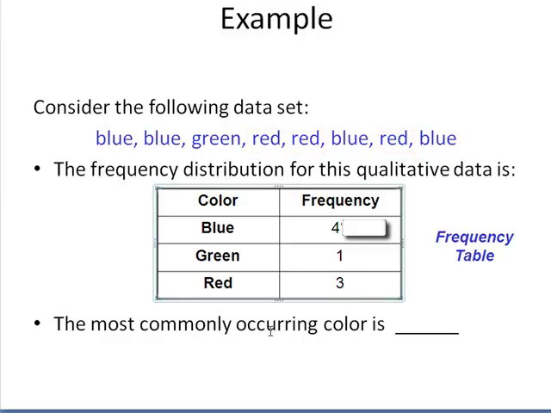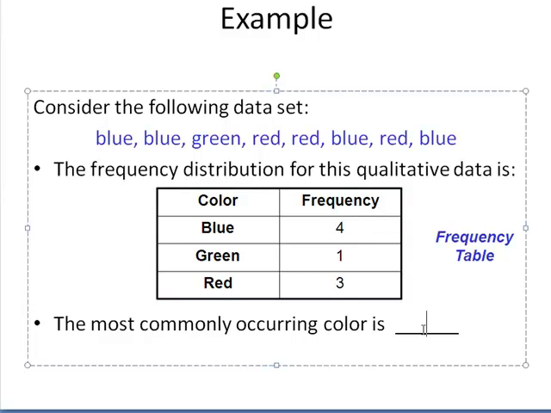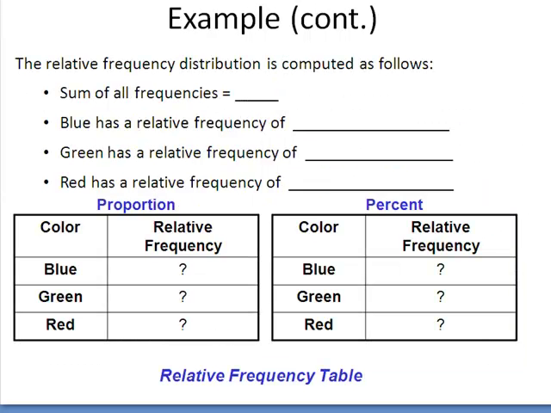Now, the most commonly occurring color is easy to see. It's 4. So it was very easy to see that. So the sum of all the frequencies, how many different people there were, is 8. Blue had a relative frequency. We saw 4 blue, we saw 1 green, and we saw 3 red. So we could actually write the proportion. That would be a fraction. So we had 4 out of the 8 were blue, 1 out of the 8 green, and 3 out of the 8 were red. But another way we could represent that is in percents.